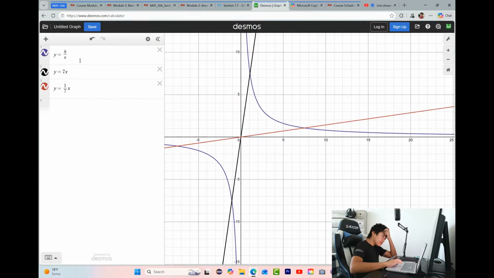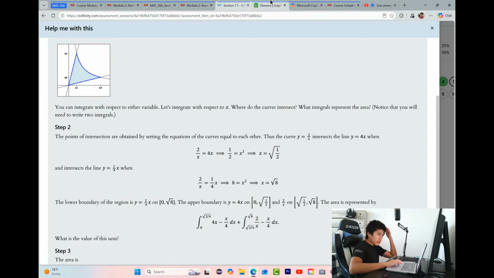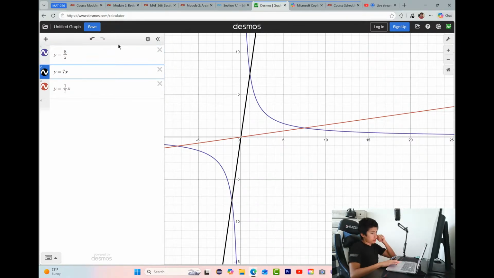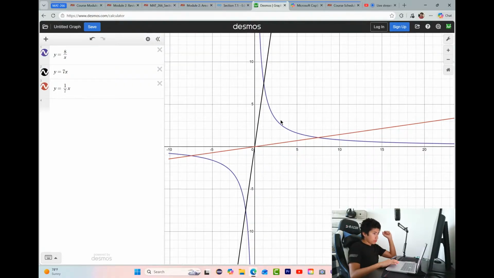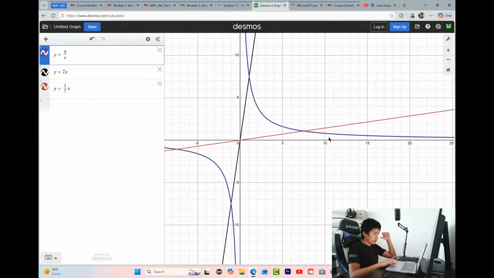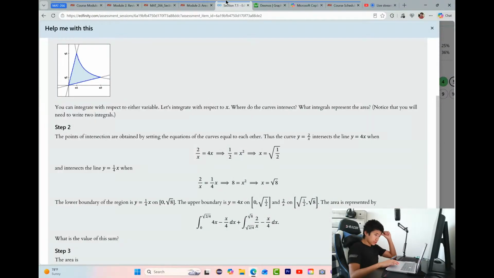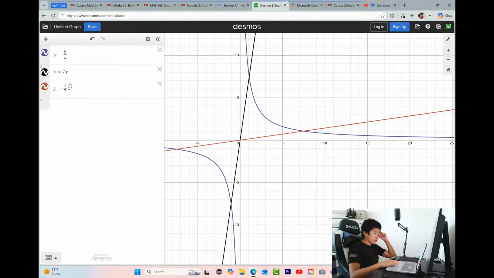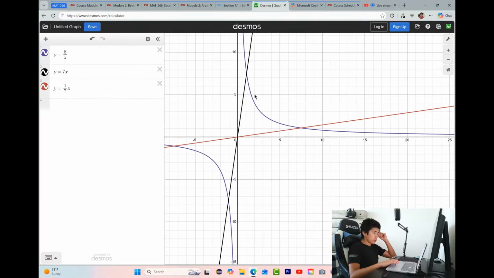Two over x right here. 4x. Okay. So we have y equals 8 over x right there. Y equals 7x right there. Y equals 1 over 7x right there. So what does that tell us? Intersects this line.